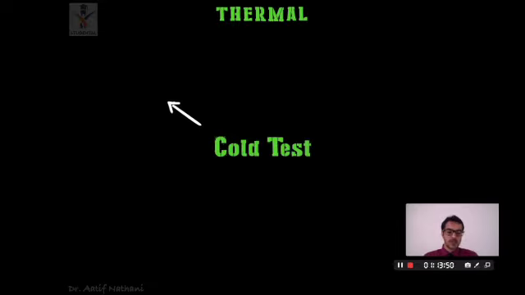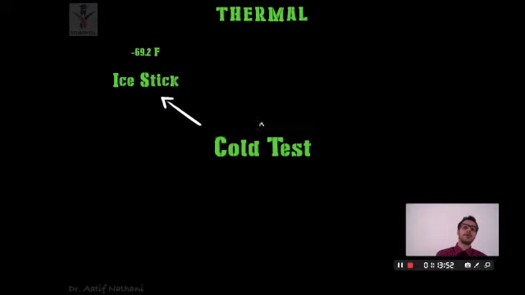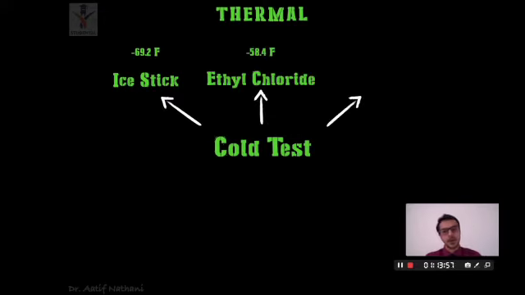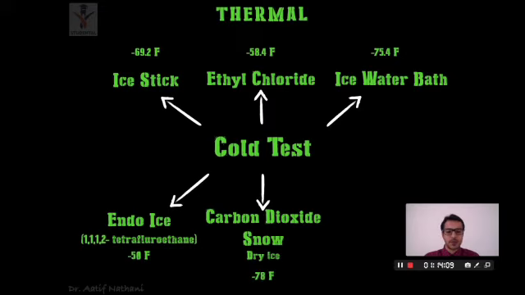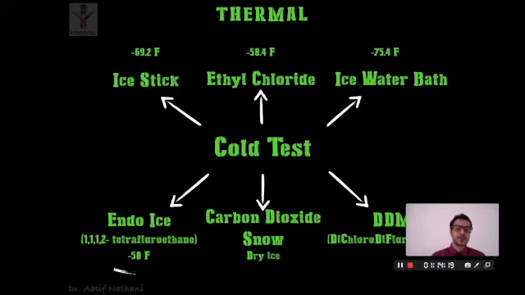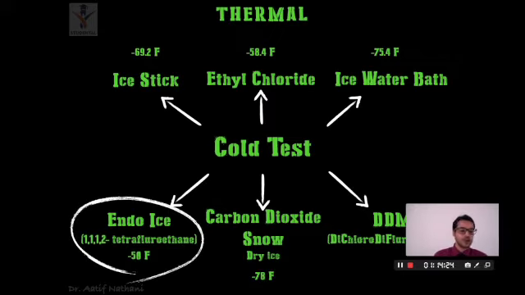Now we'll talk about the cold test first. I'll tell you what all can be used for the cold testing. You can make and you can prepare ice sticks. You can get it commercially as well, and you can get ethyl chloride, ice water bath. You can get endo ice. I would prefer endo ice, which is like the best possible way to do a cold test. And then there is a DDM, which is difluoramine. This will obviously give you an idea, but the endo ice is to be preferred clinically.